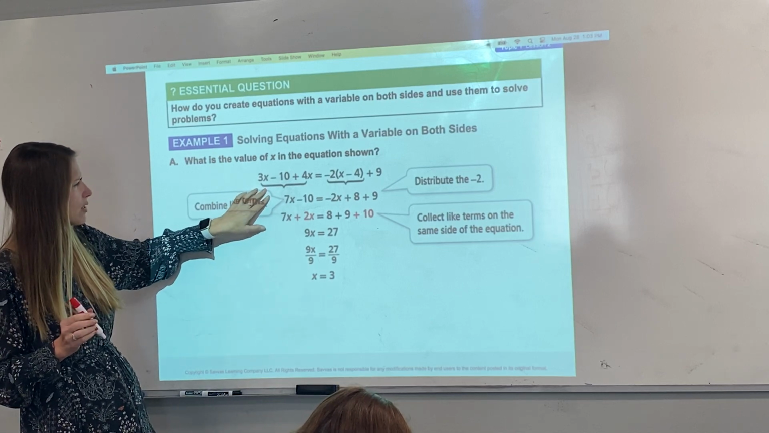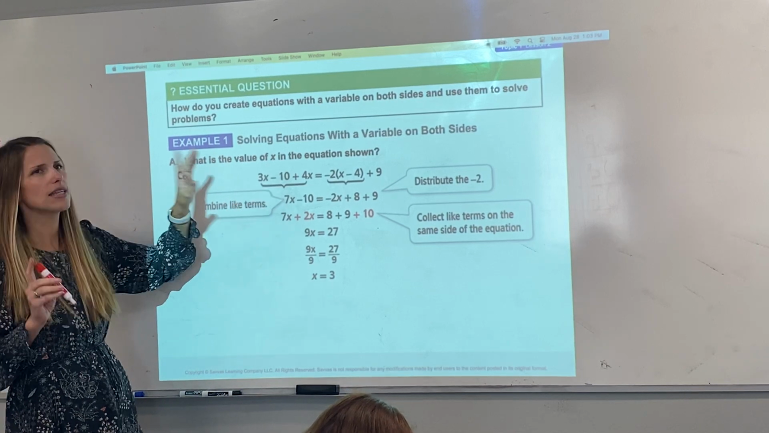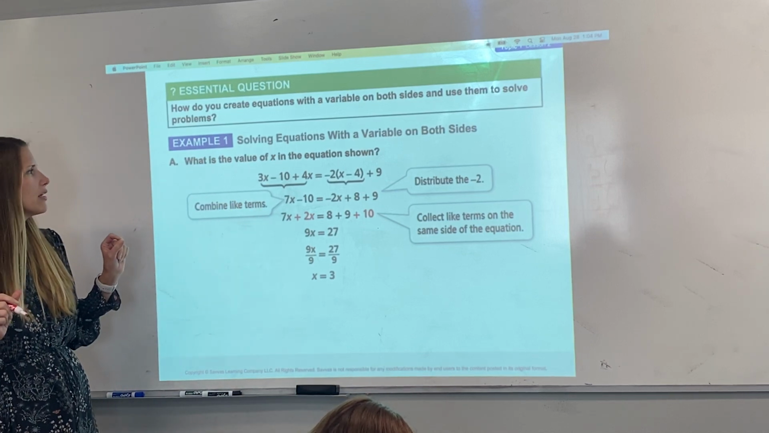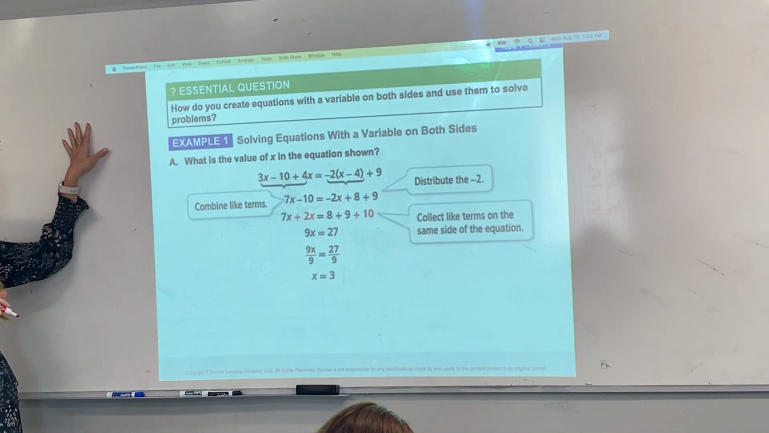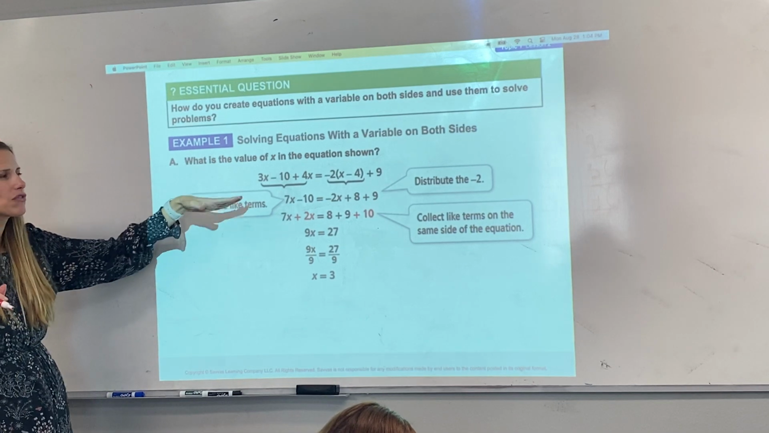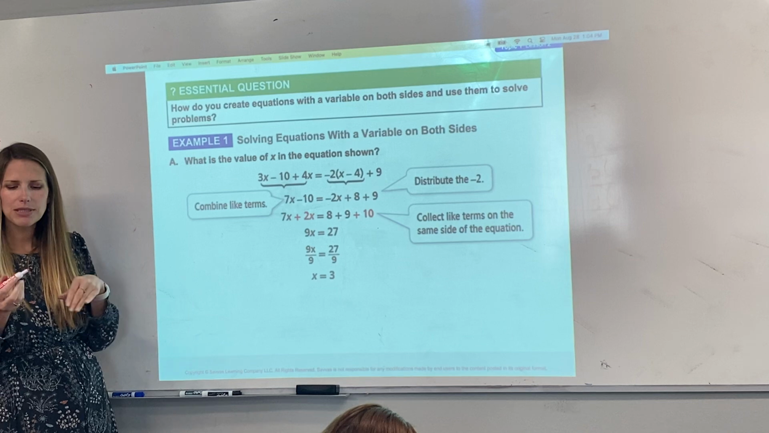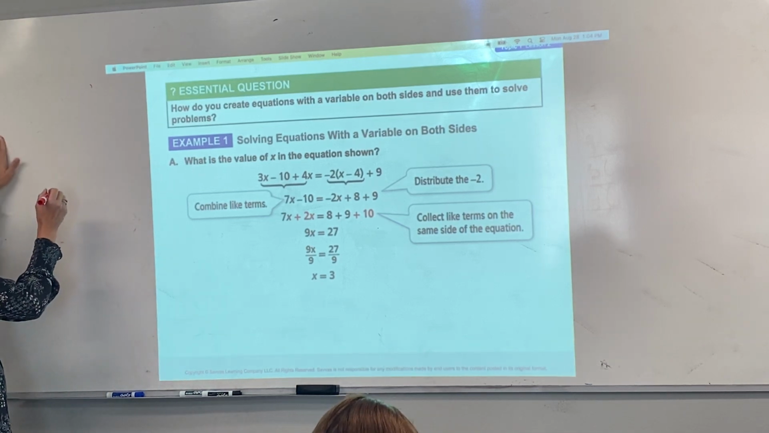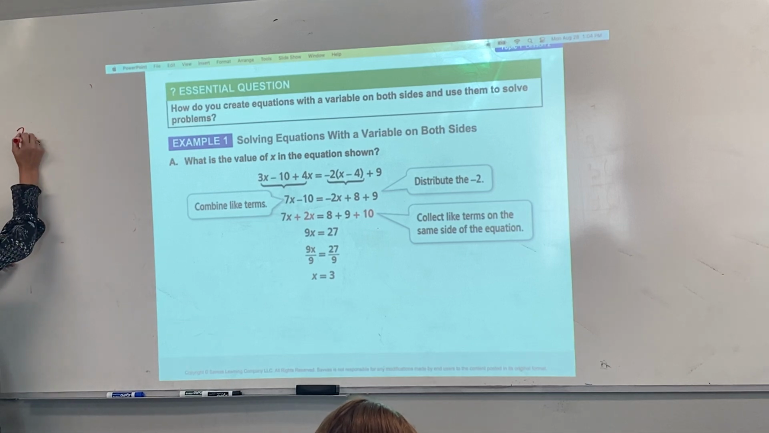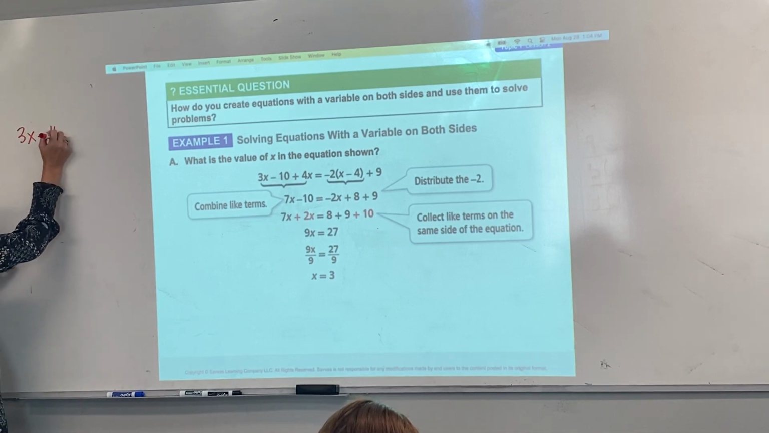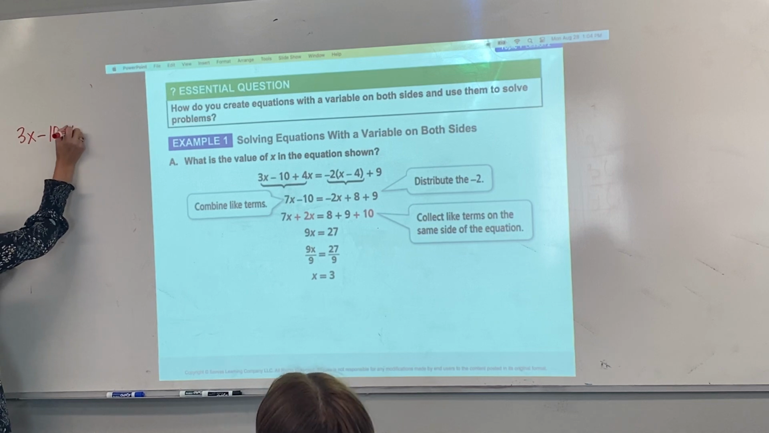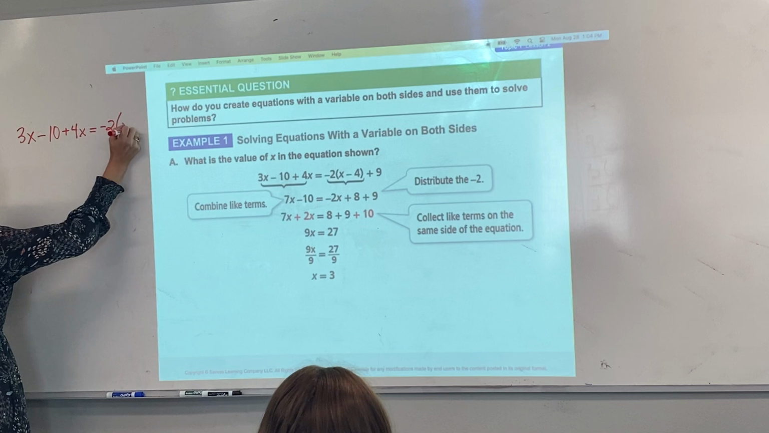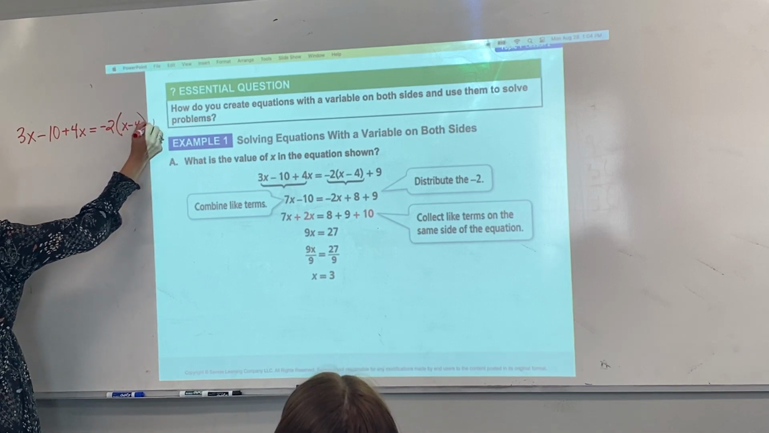Wait, is this for this one or the next one? It's the next one. Okay, we're gonna solve this, but I'm gonna do it over here because the book doesn't really tell you all the steps, and I really want to go through every single step the way you solve this, okay? So I'm gonna write it over here. I'm gonna write 3x minus 10 plus 4x equals -2 times x minus 4 plus 9.